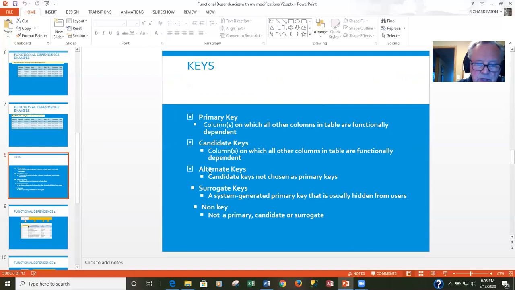Alternate keys is just another name for a candidate key. Sometimes you see in definitions of keys the word alternate, and oftentimes you see the word candidate.